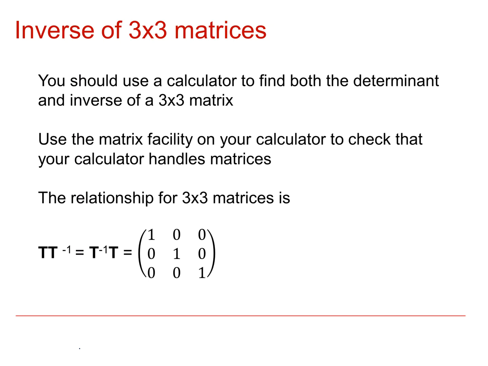The relationship for 3 by 3 matrices is that T multiplied by T inverse is the same as T inverse multiplied by T, and it's this matrix with ones down the leading diagonal and zeros everywhere else.